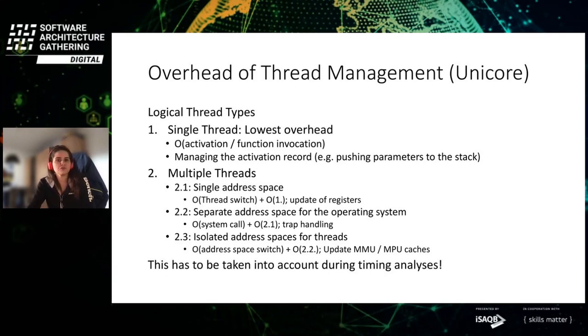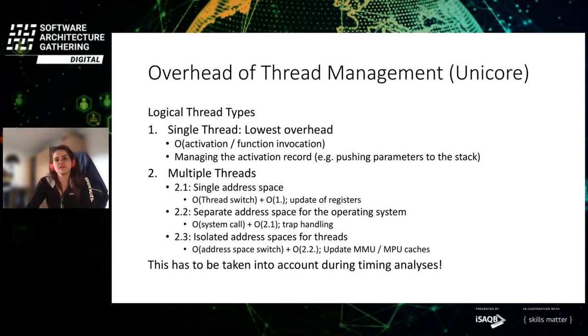And in case of multiple threads, if I have a single address space, I have to take into account the thread switch times, plus the overhead of function invocation and the update of registers. Or if I have separate address spaces, multiple isolation zones, I have to have the system call overhead in mind, and also the overhead of handling a single address space plus the trap handling. And for multiple isolated address spaces, I also have to take into account, besides the other things, the update times for the memory management unit and or memory protection caches.